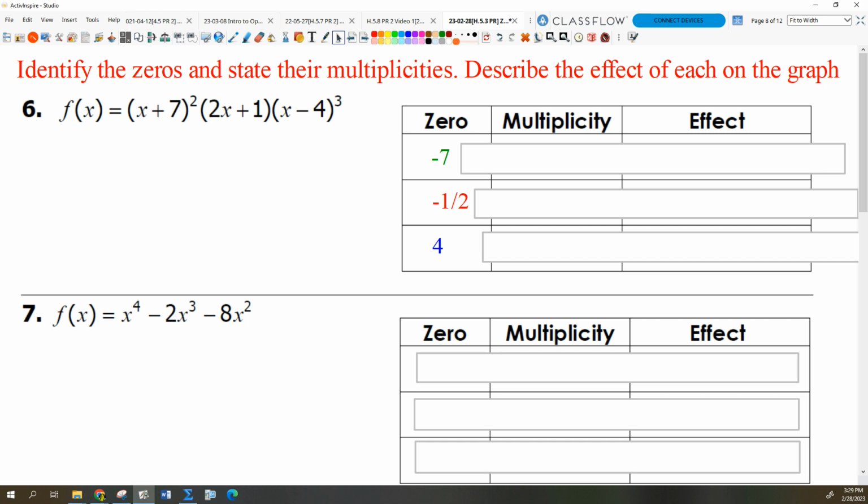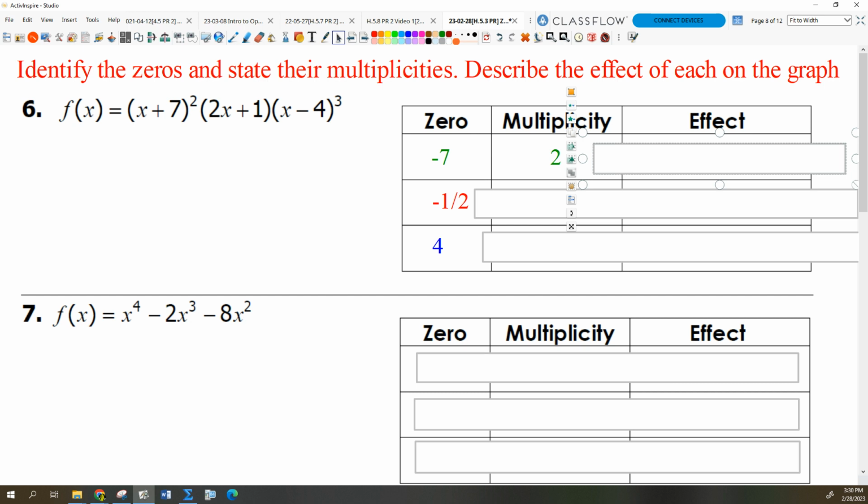That tells us something important. That's where this graph is going to touch the x-axis. May not cross. What's the multiplicity of -7? Show me with your fingers. Yeah, it's 2, right? Because look, there's a 2. That factor is to the second power, and so it is 2.